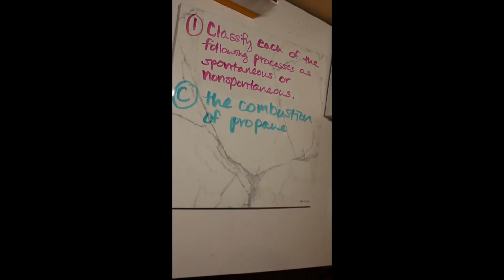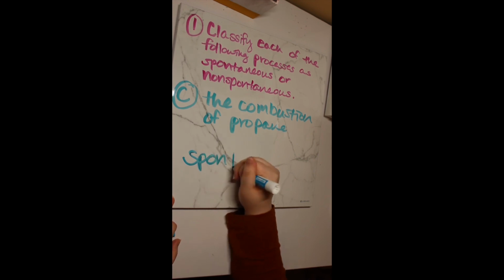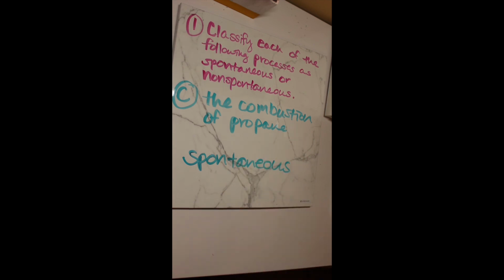Okay, so for part C, we have the combustion of propane. So propane is a byproduct of natural gas. So if you think of either of those things, you think of them as being very flammable. So something like propane, it's going to combust very easily. So this will always be spontaneous because it is entropically favored, and it will also be spontaneous at all temperatures. So for this process, that means it is going to be spontaneous. And that is our answer.